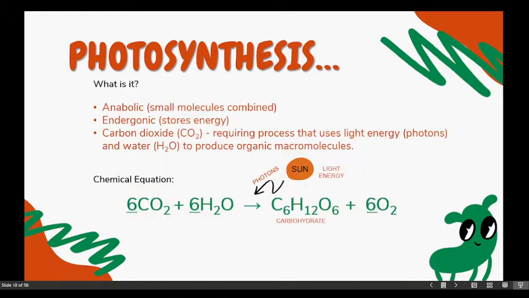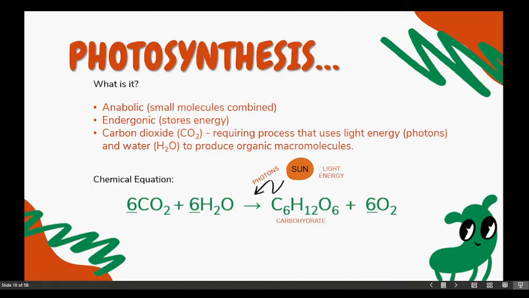Also, photosynthesis is an anabolic process, which means that small molecules here are combined to create complex or bigger structures. It is also endergonic, and it means that it stores energy. And it is a carbon dioxide or CO2 requiring process that uses light energy in the form of photons and water or H2O to produce organic macromolecules.